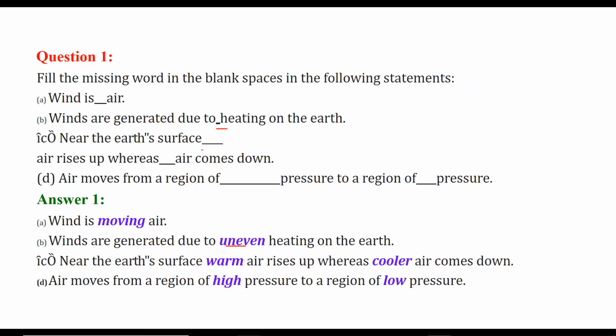Near the earth's surface, dash air rises up, whereas dash air comes down. So warm air always rises up and cooler air always comes down.